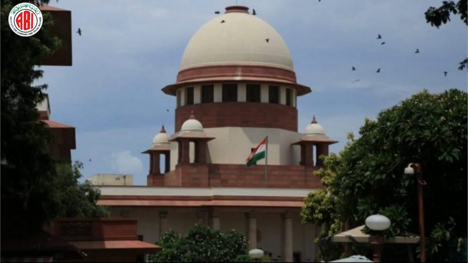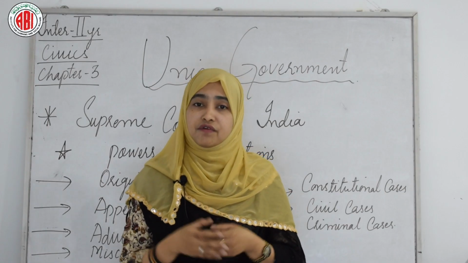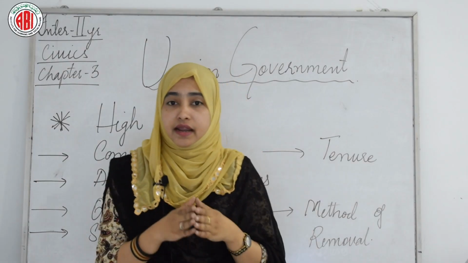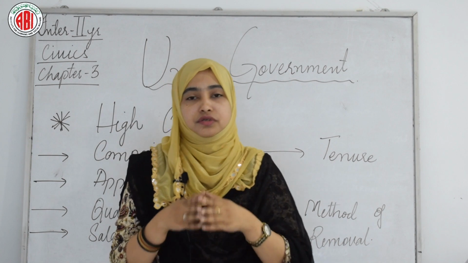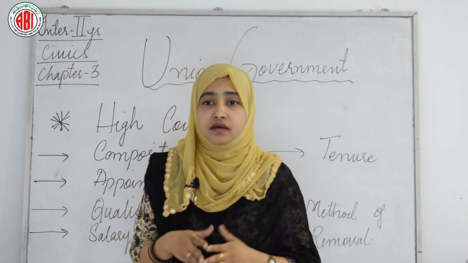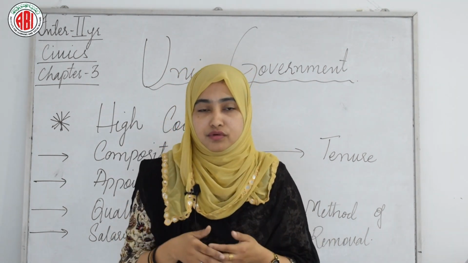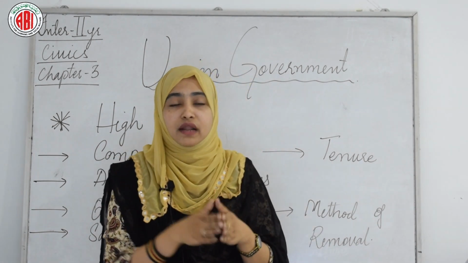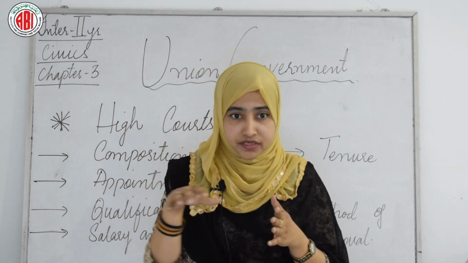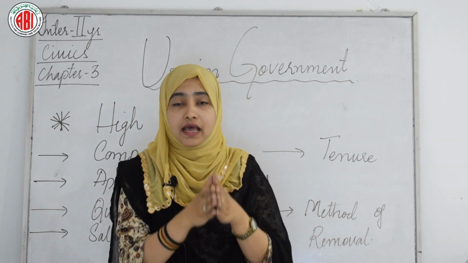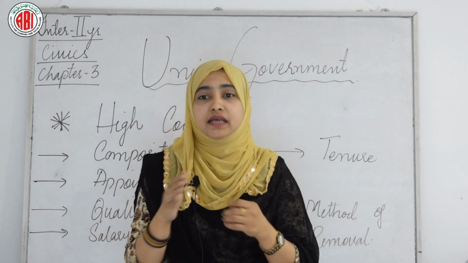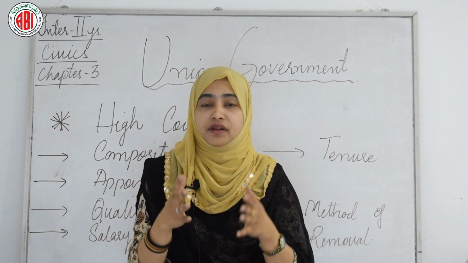So have a look at this picture of the Indian Supreme Court. Now after this we will discuss the High Courts. The High Court stands at the head of the states' judicial administration. Here there are 24 High Courts in India, some having jurisdiction over more than one state. Among the Union territories, Delhi alone has a High Court of its own, and the other 6 Union territories come under the jurisdiction of different state High Courts.